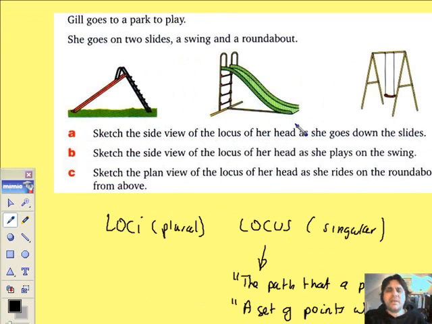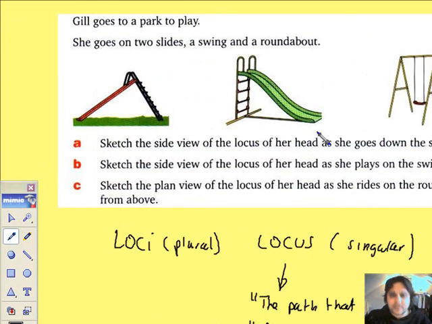Well, if you imagine her head being like the little point, and the rule is slide down here, what will her head do? She stays straight and just slides down. Her head would do something like this, wouldn't it? So it would just go like that. Okay, that is the locus of the points. In other words, lots of little snapshots of her head as she goes down the slide, going click, click, click, taking all those little pictures.